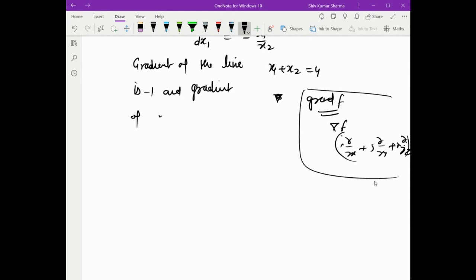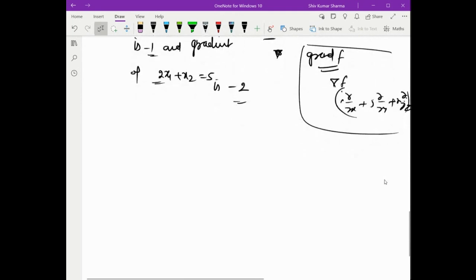So the gradient of this line is minus 1. The gradient of the second line, 2x1 plus x2 is equal to 5. What is the gradient of this line? This line is minus 2. So this line is minus 1 and this line is minus 2.